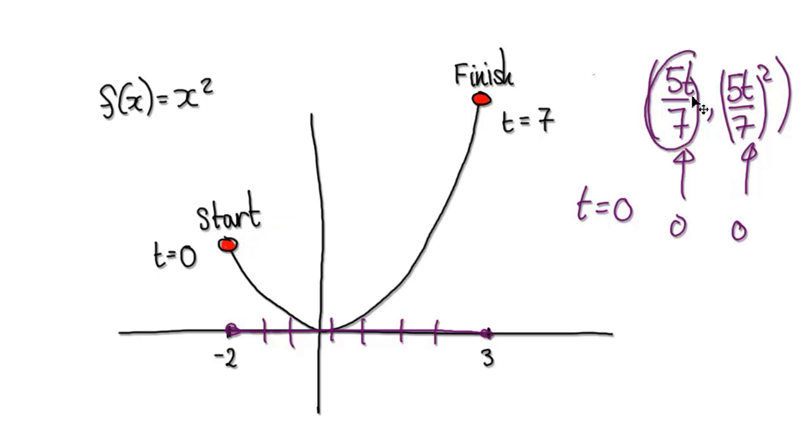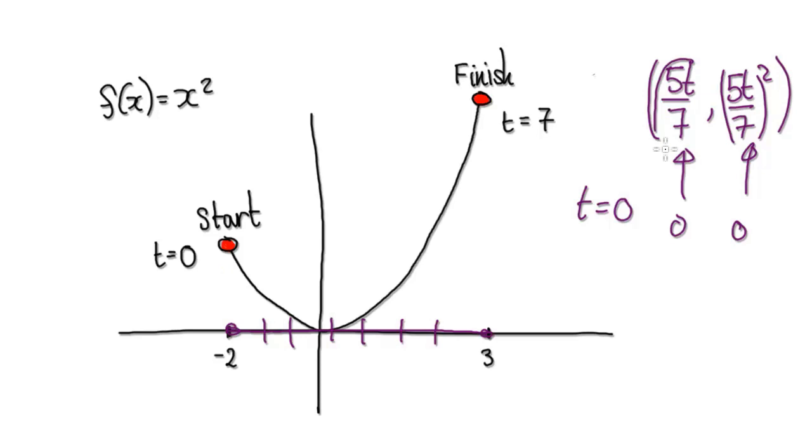You see, this 5t over 7 really allows us to do this. 1 second later, we jump 1 notch. Another second later, we jump another notch, and so on. This 5t over 7 allows us to jump incrementally each step of the way as time goes on. But the thing is, we want it to start right here.